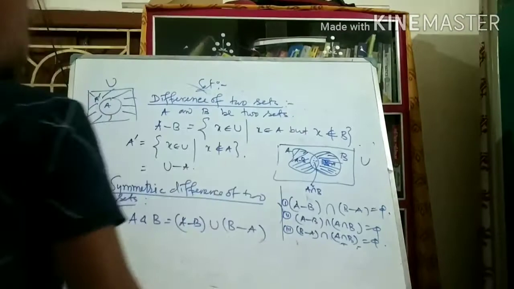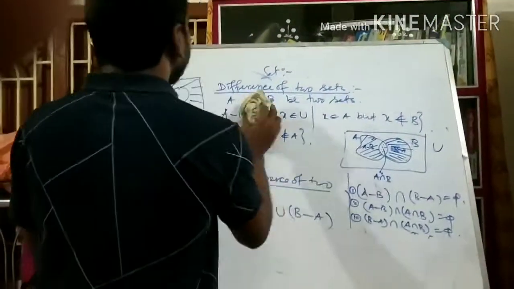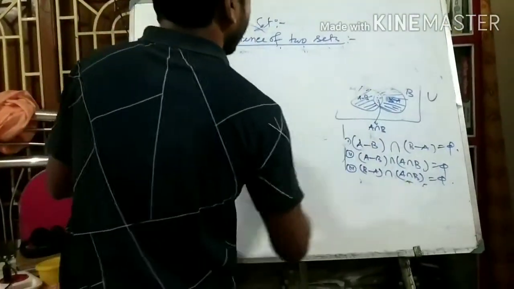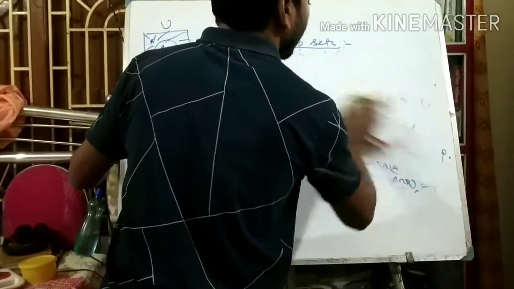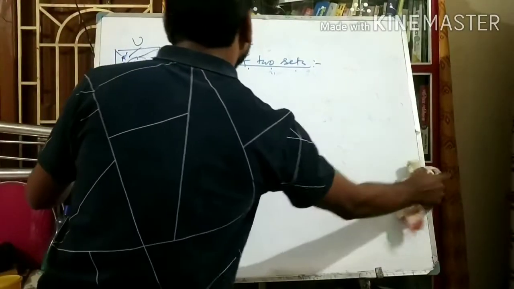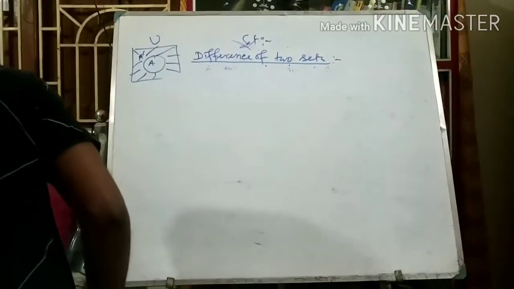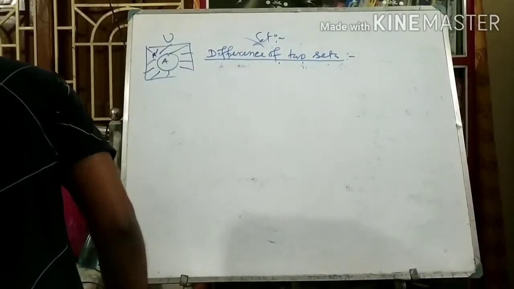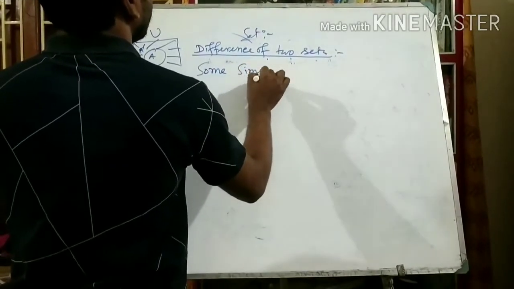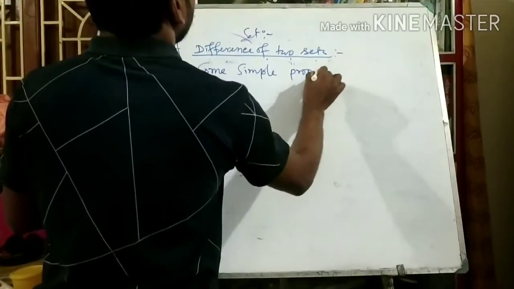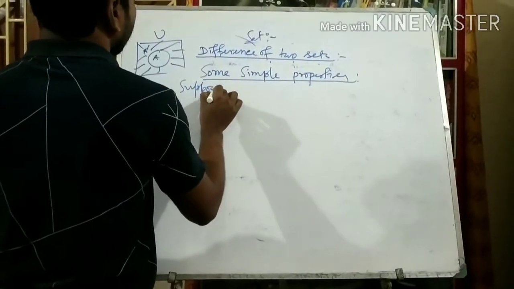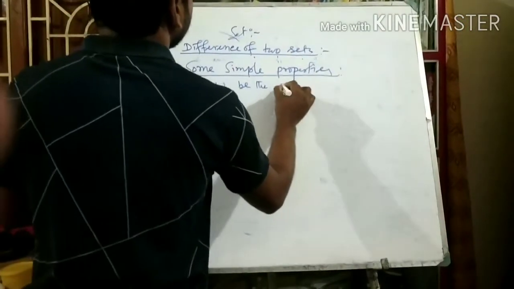Okay. Now there are some simple properties that we need to understand, and the properties are as follows. Some simple properties. Suppose U be the universal set.